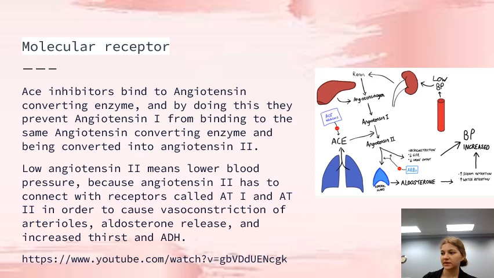So let's dive a little further into enalapril's mechanism of action. As mentioned before, ACE inhibitors work by binding to angiotensin converting enzymes to prevent angiotensin 1 from binding to those same receptors and converting into angiotensin 2, which is the vasoconstrictor. So angiotensin 2 is therefore prevented from matching with receptors called AT1 and AT2, which is what actually causes the vasoconstriction of arterioles, aldosterone release, and increased thirst and antidiuretic hormone. All of those things I just mentioned combine and translate to a clinical manifestation of lower blood pressure.